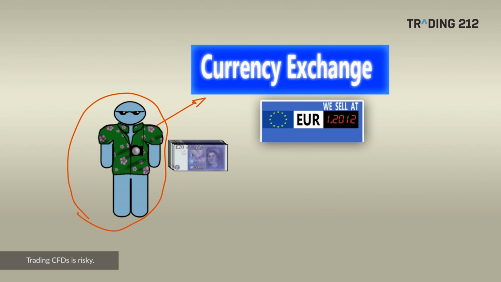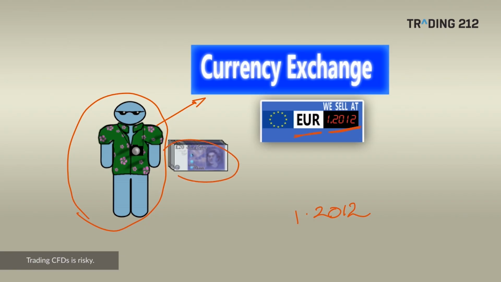Now you're heading to the Med, so it's euros that you're interested in getting your hands on, and you can see that it says they sell euros for 1.2012. That's the rate, and this means that they will sell you 1.2012 euros for every pound that you give them.